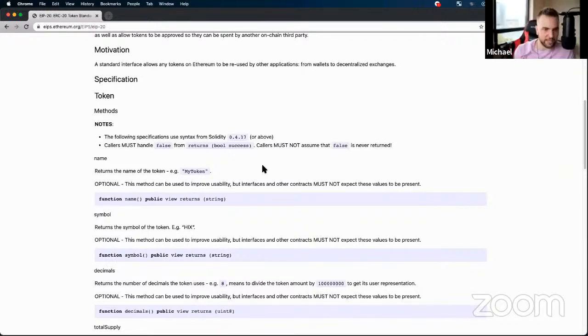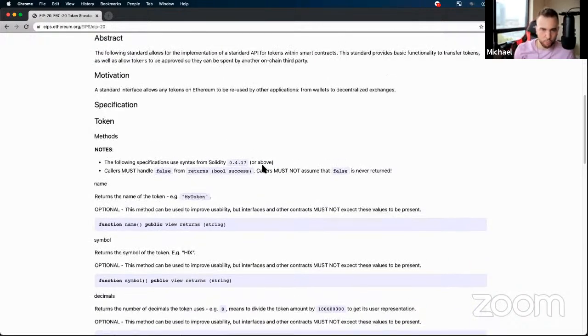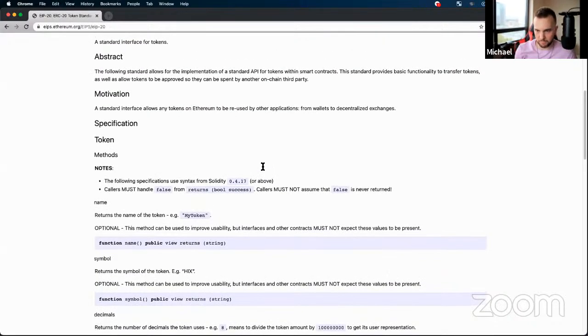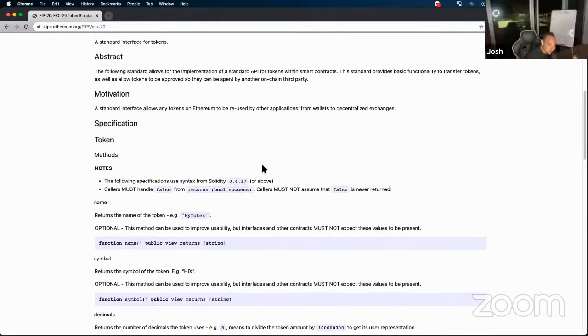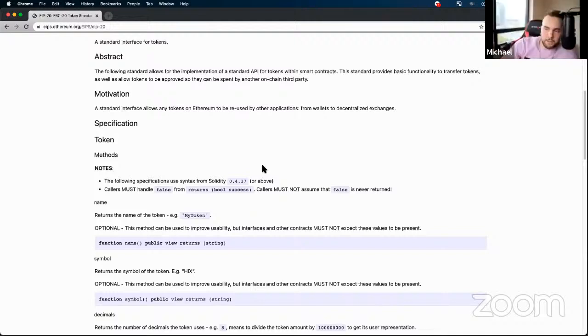So real quick, for the people watching, did we mention what an ERC20 token is and why people use them? We didn't, but should we? Can we start with that? Do you want to give the definition, or do you want me to do it? Okay, I'll start with what it is, and you can do the why.